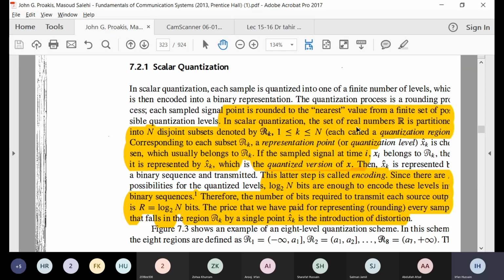So let us say the amplitude takes a set of values on the real space. We divide them into sets, let us say n sets, and each set or each subset onto which this set has been divided is represented by a point. Here we denote this by x hat, which will represent that region or that subset. This x hat will now be called the quantized version of the continuous x. Then we will take these quantized values and we can represent them by binary bits, and that will be called coding.